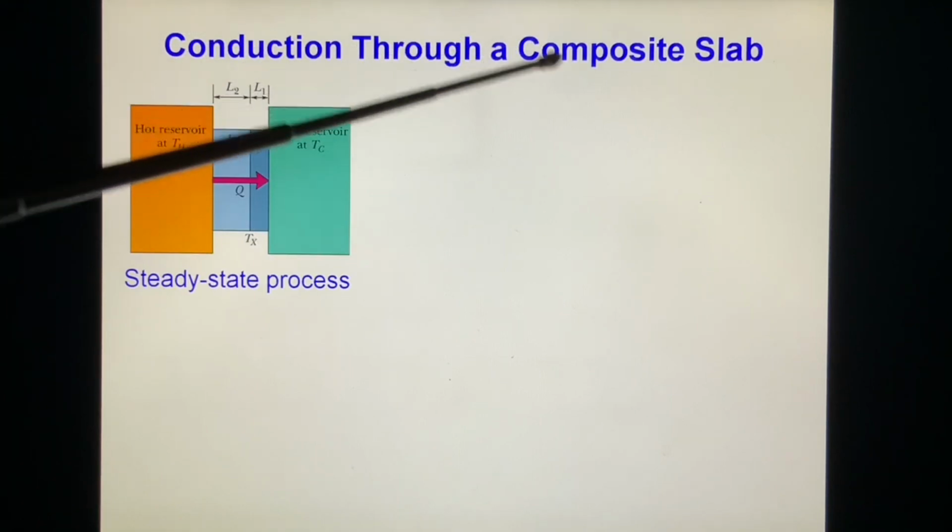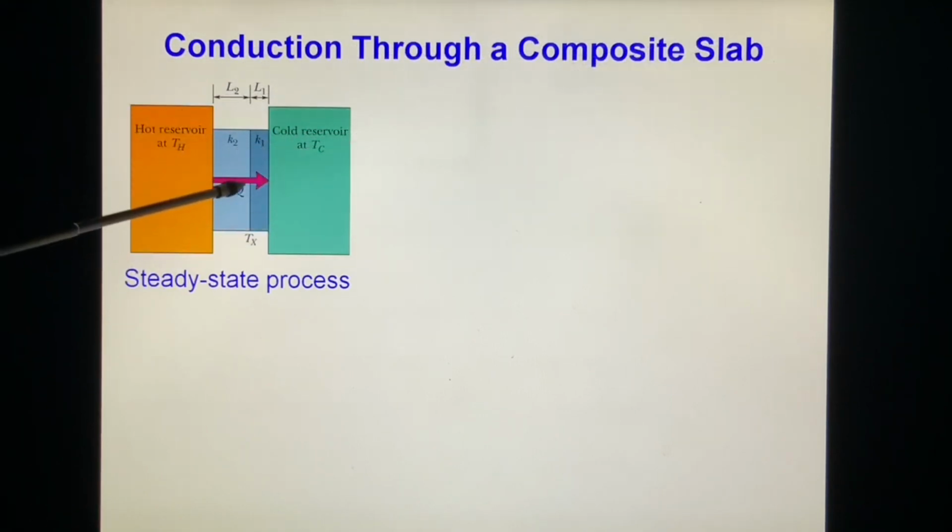Conduction through a composite slab. Here we have two slabs instead of one. This is K1, K2, L1, L2, the same cross area A, and the temperature between the contacts is Tx, which we don't know. This is the hot reservoir at TH, and this is the cold reservoir at TC.